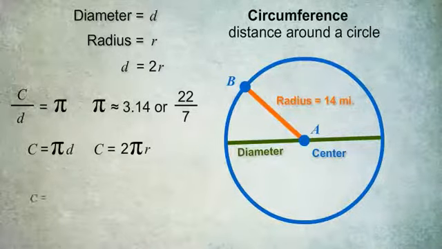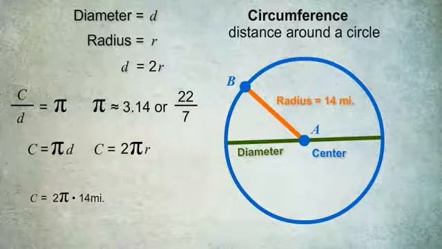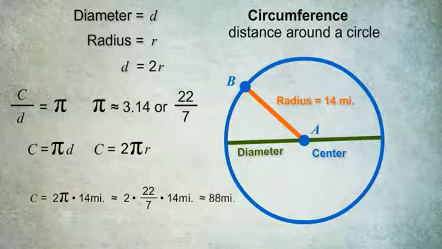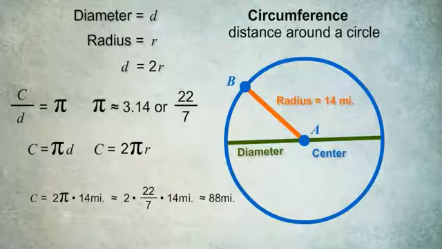Now, what's the circumference of a circle with a radius of 14 miles? Circumference, c, equals 2 times pi times the radius. The radius is 14 miles. This time, because 14 is a multiple of 7, it is convenient to use 22/7 to approximate pi. Multiply, and you get 88. The circumference is approximately 88 miles.